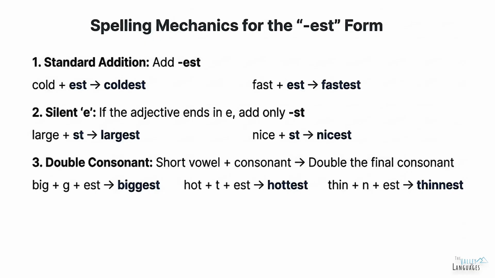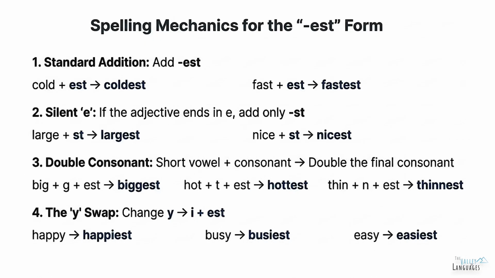And finally, number 4 is the ye swap. Change the Y to an I, then add est. Happy becomes happiest. And busy becomes busiest.